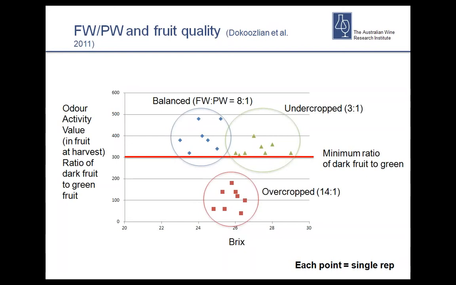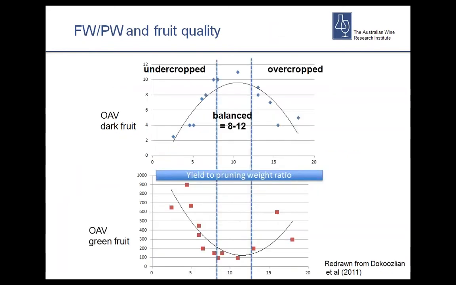To look at this in a slightly different way, you can see that the balanced vines, 8 to 12, had the highest levels of dark fruit odor activity value, and also had the lowest values of the green fruit odor activity value.